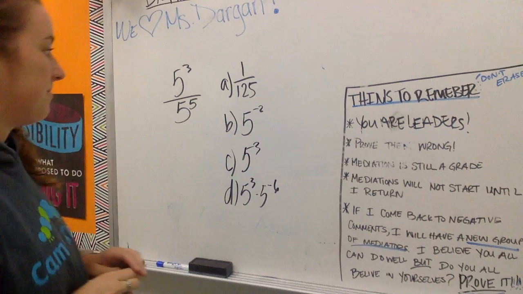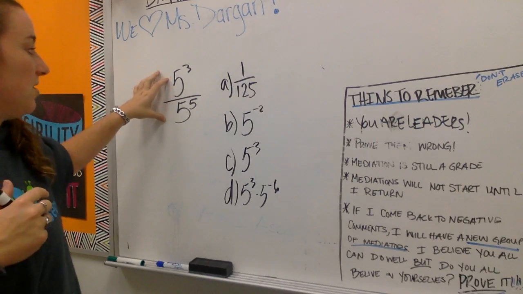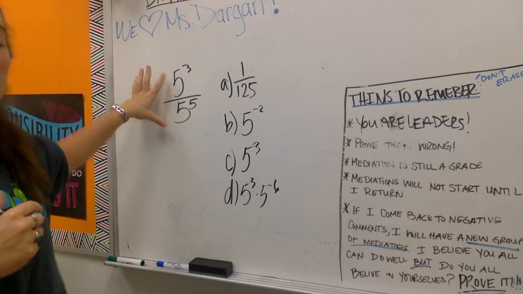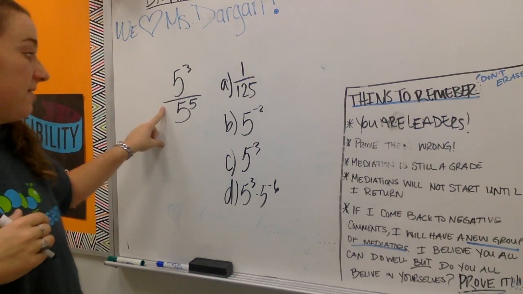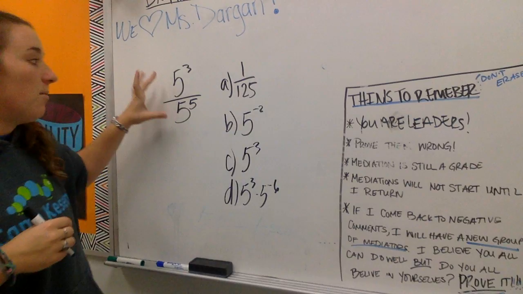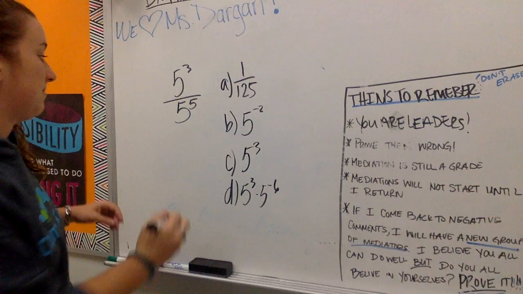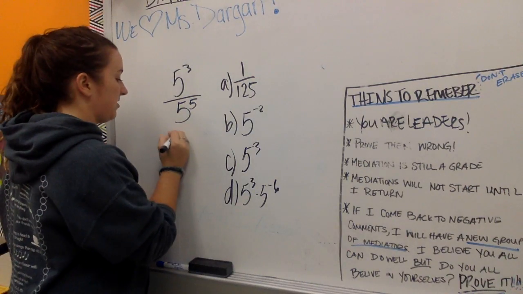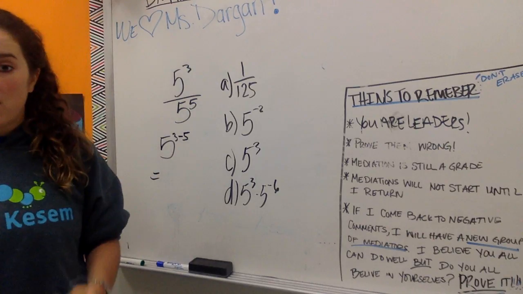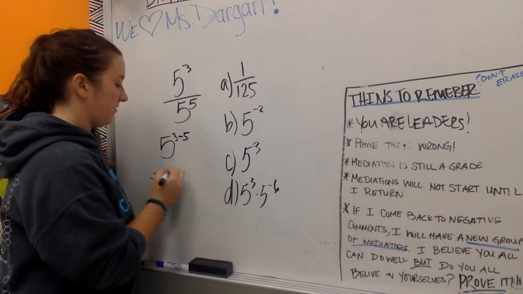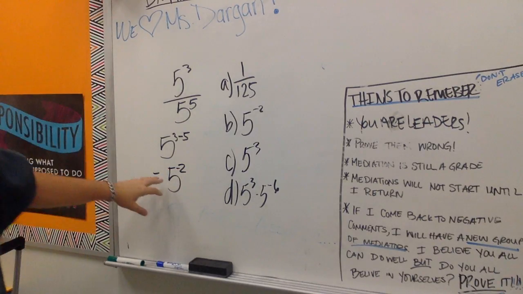Today and tomorrow we're going to continue working on exponents. The first question says, which of the following is equivalent to 5 cubed divided by 5 to the 5th power? What operation does this fraction bar mean? Right, it means division. What do I do with my exponents when I am dividing? I subtract my exponents. So it'll be 5 to the 3 minus 5. 3 minus 5 is what? Negative 2. So when I simplify this, I get 5 to the negative second power.